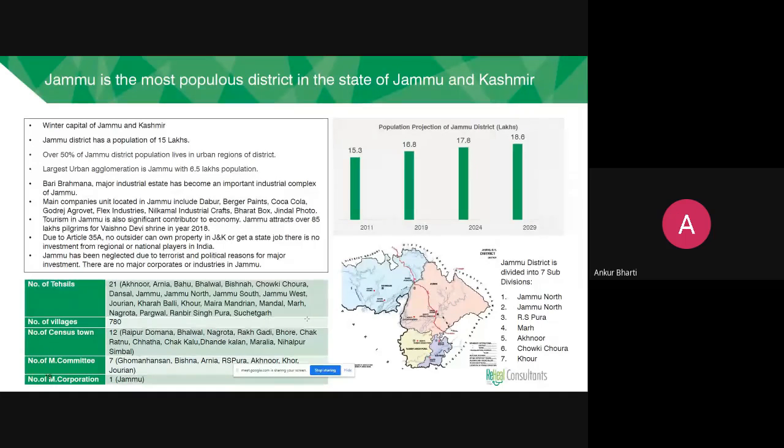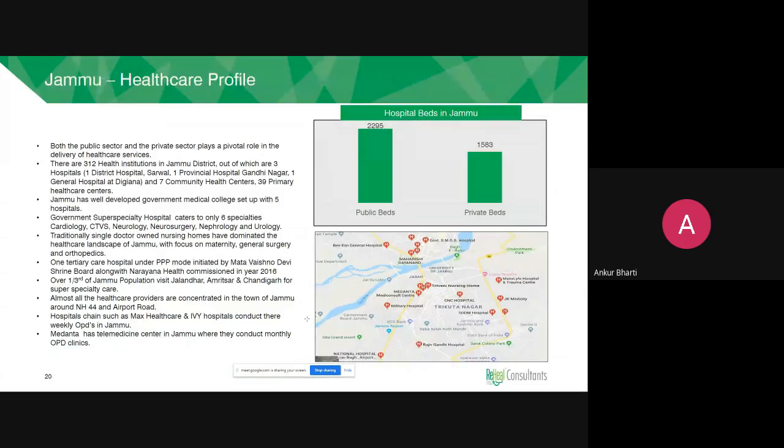So we start with demographic analysis. The population, the kind of distribution there is, the districts, the villages across. Hospital beds in Jammu. Now you see public sector beds are much higher in number than private sector beds. Very different than many other cities in India.